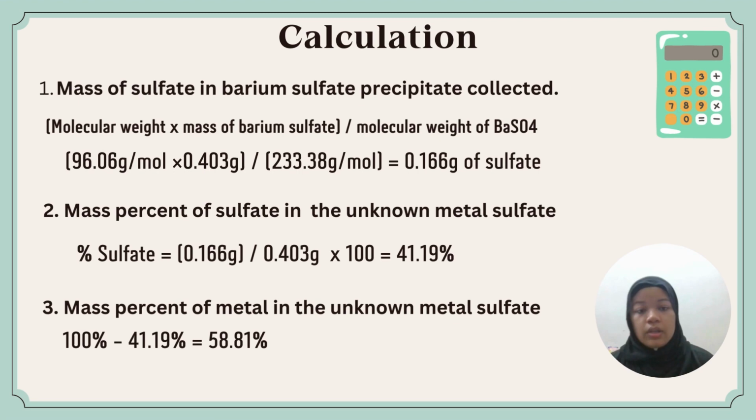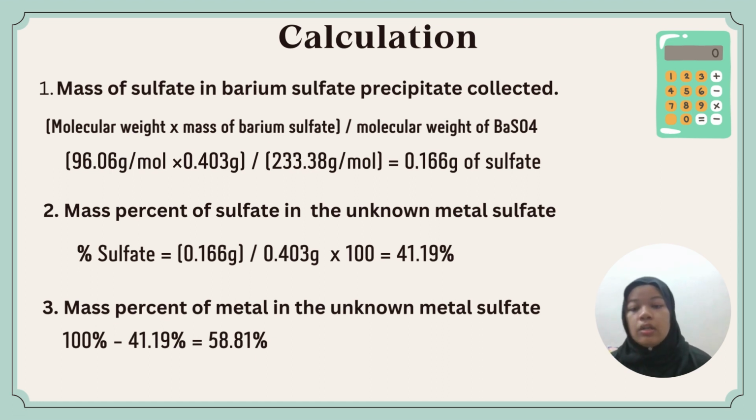As for the calculation, the first one is to find the mass of sulfate in the barium sulfate precipitate collected. The first thing we need to do is to multiply the molecular weight by the mass of barium sulfate and divide it by the molecular weight of barium sulfate, which gives us 0.166 gram of sulfate.